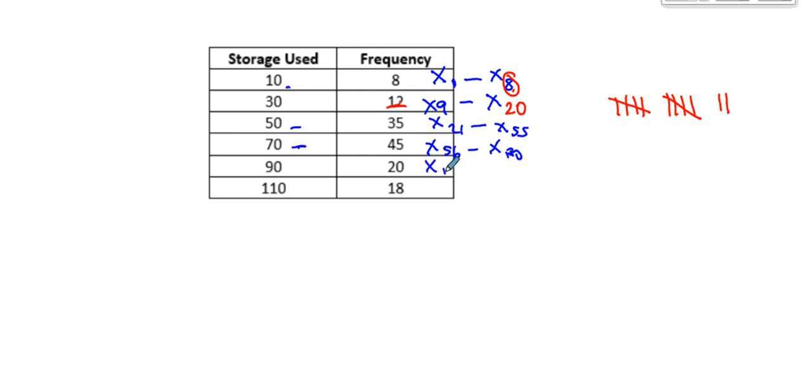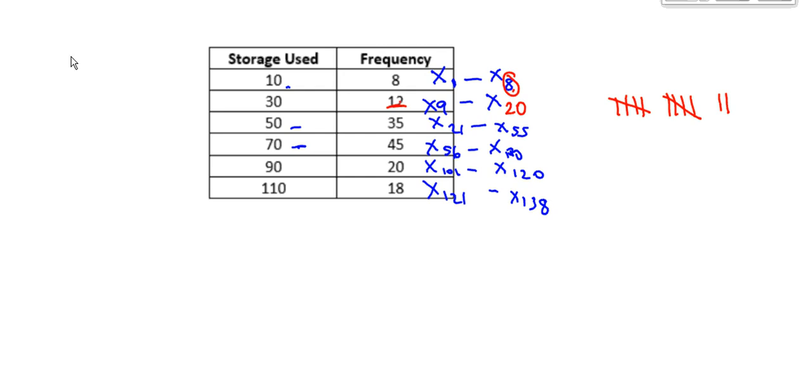Then we have the 101st piece of data up until 100 plus 20, the 120th piece. And then 121 up to 120 plus 18, 138. And of course, it's all good that we found the 138th piece of data, no more, no less. So now I know where to find every piece of data.